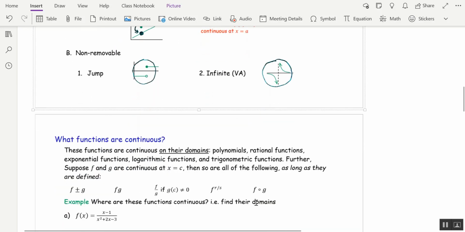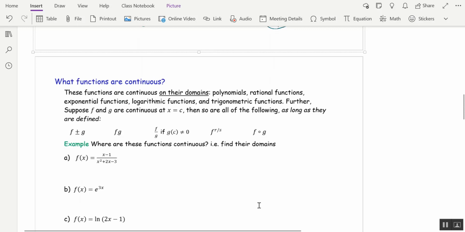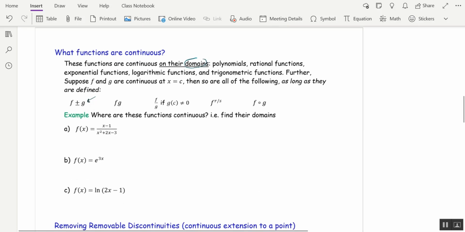Most of the functions we work with will be continuous on their domains. And so polynomials, rational functions, exponentials, and logs, they're all continuous on their domains. And we can combine continuous functions to get more continuous functions. For example, if I add 2 continuous functions, I get a continuous function. So let's look at these 3 examples and determine where they're continuous. So really, we just need to find their domains.